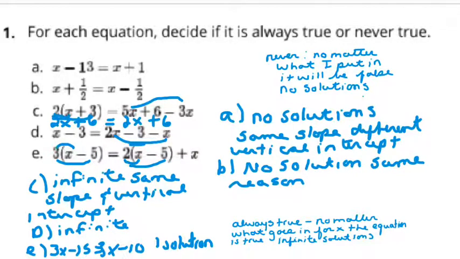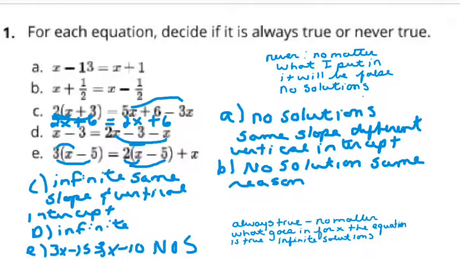That means that they have the same slope but different vertical intercepts. They'll never cross, they're parallel lines. There are no solutions here. That means that it's never true. No solutions. I'm just going to put no S because I'm running out of room.